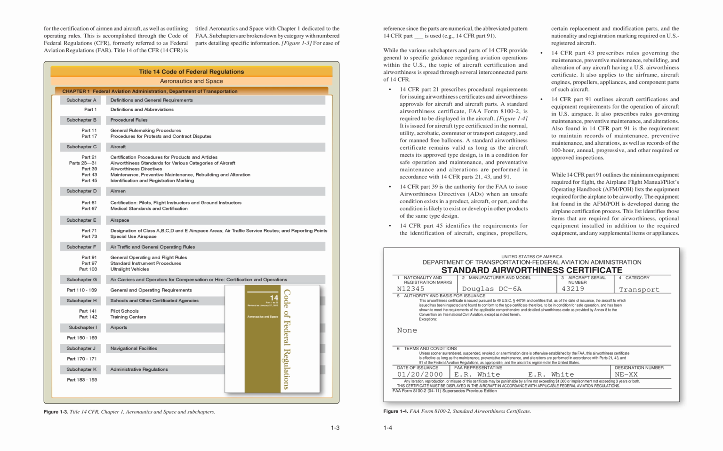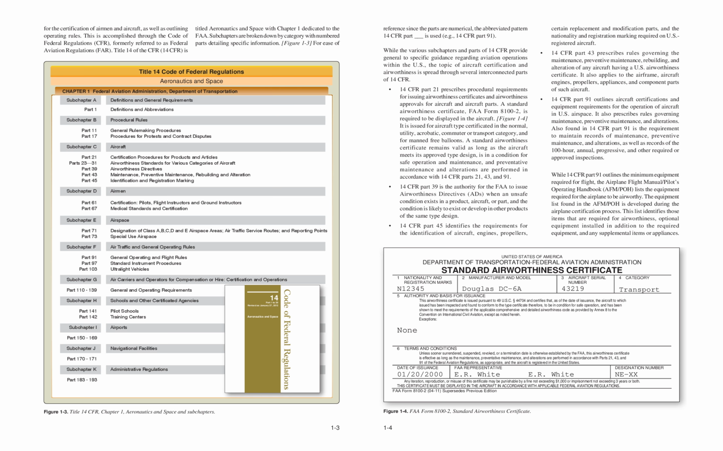6 Terms and Conditions. Unless sooner surrendered, suspended, revoked, or a termination date is otherwise established by the FAA, this airworthiness certificate is effective as long as the maintenance, preventative maintenance, and alterations are performed in accordance with Parts 21, 43, and 91 of the Federal Aviation Regulations, as appropriate, and the aircraft is registered in the United States. Date of issuance: January 20, 2000.